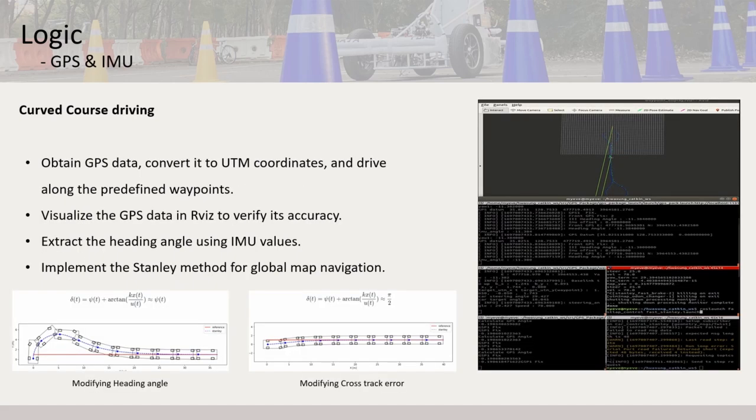For curved driving, I use GPS data to convert coordinates to UTM format and follow predefined waypoints. The heading angle is calculated using IMU data to navigate on the global map. I implemented the Stanley method in code. This method helps correct the vehicle's heading angle and minimizes cross-track error. It ensures the vehicle follows the desired path accurately.